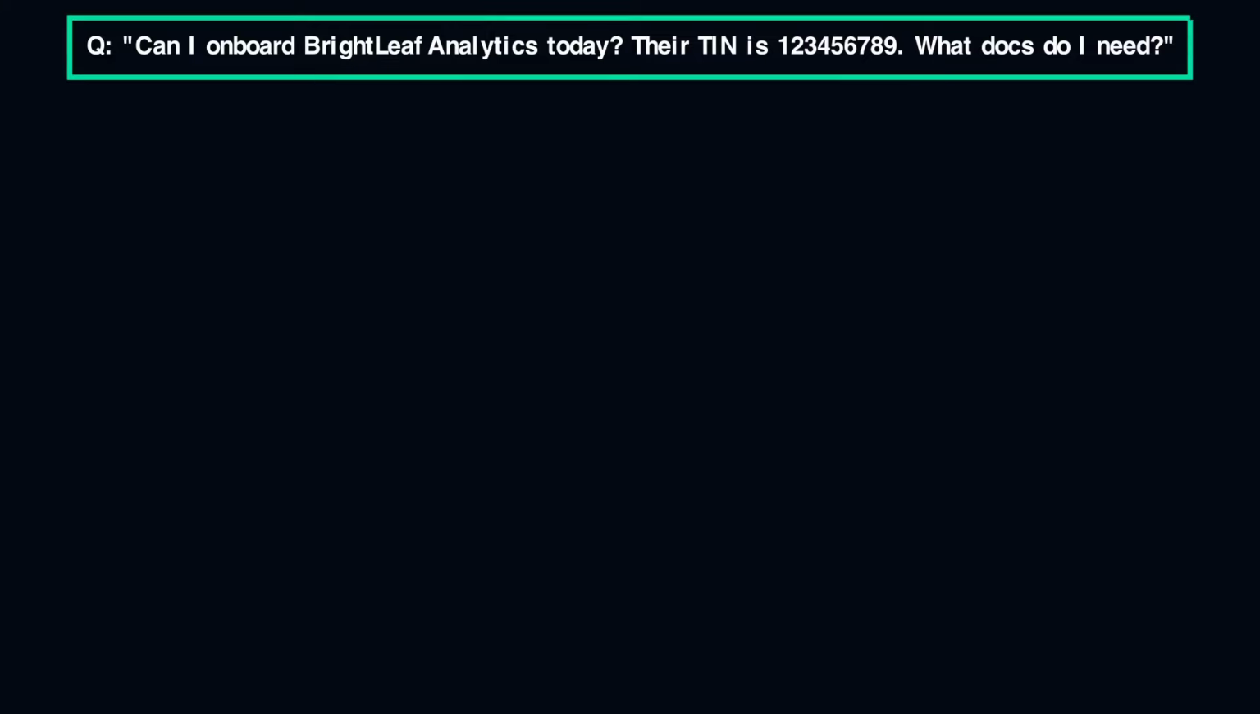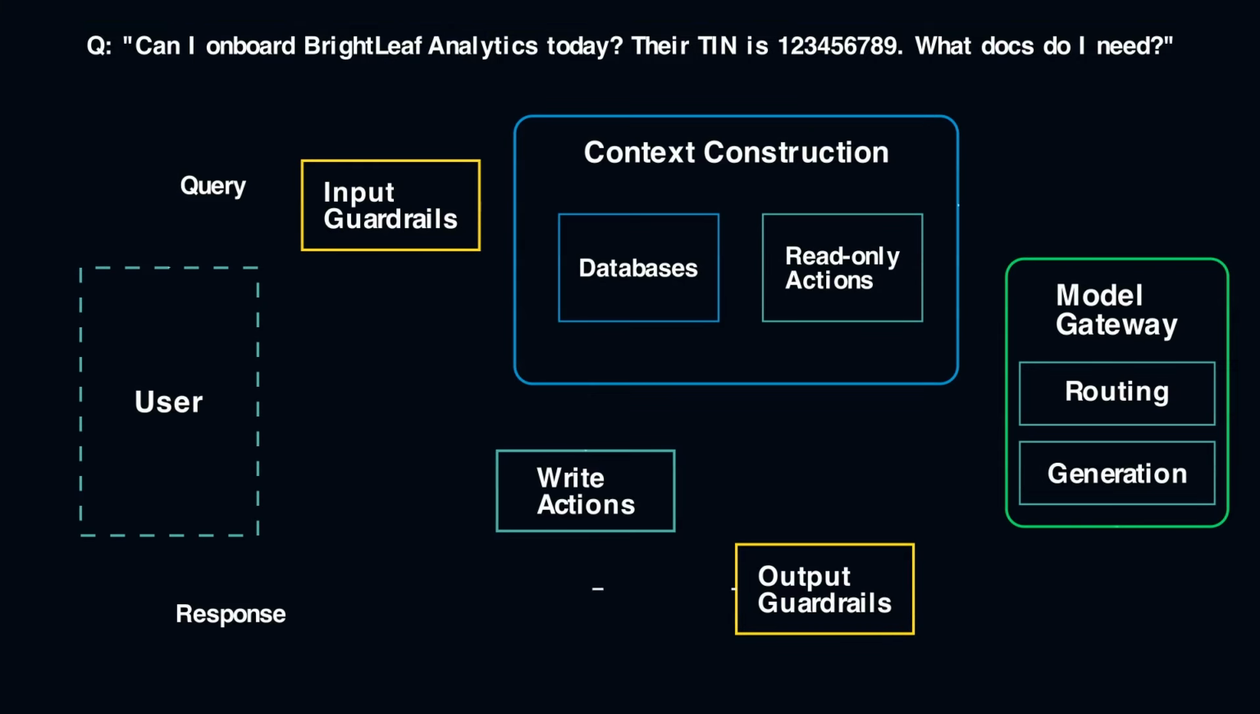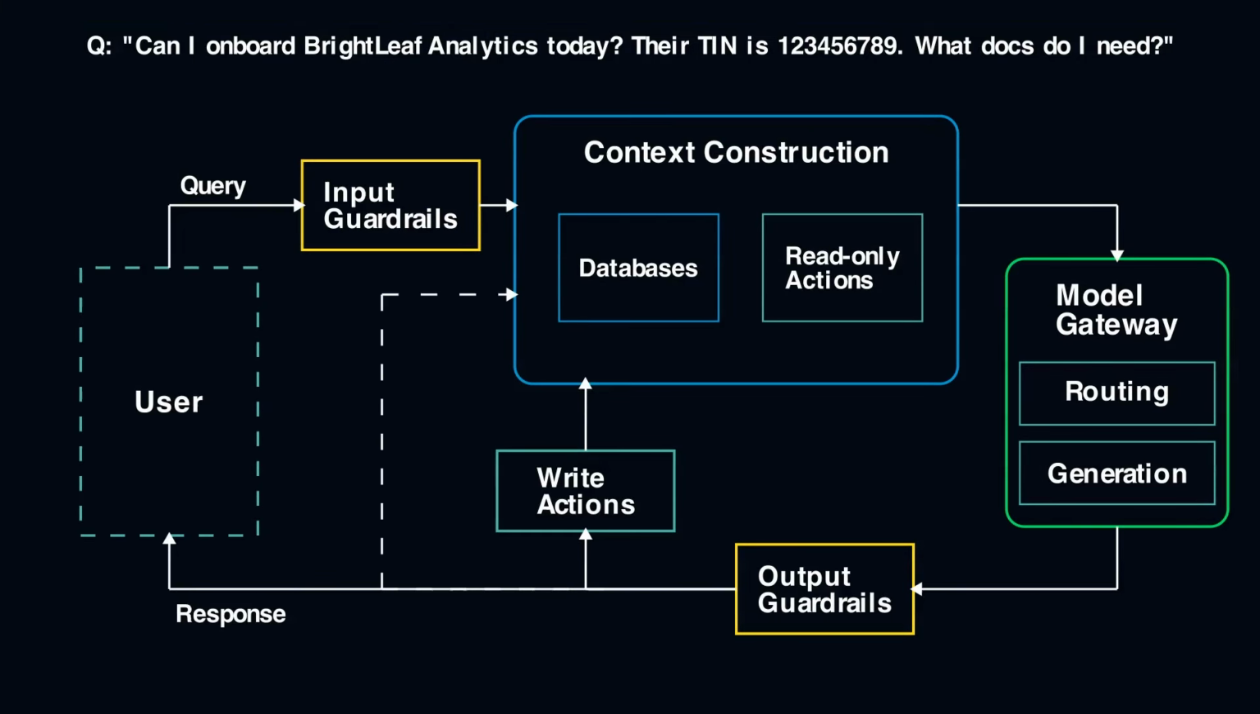Now, the last one I want to get into is complex logic, but before that, let's walk through how the application is working right now. Let's take a common enterprise process like vendor onboarding, for instance. And so a user might ask here, can I onboard Brightleaf Analytics today? Their TIN is 123456789. What docs do I need and who approves it? Now, how can our system handle this?